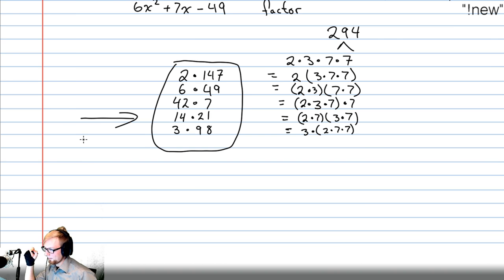Which one? I just drew an arrow to it. Oh, 14 and 21. Oh wait, hold on. That's the one I was missing. And that's the answer. There you go. Alrighty, that's why I couldn't find it. So the 14 would be negative in this case.